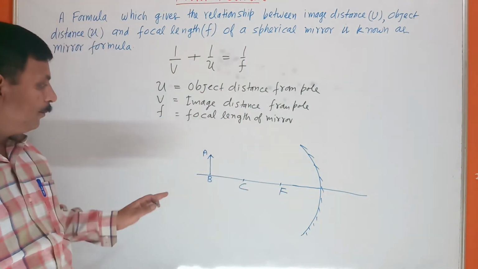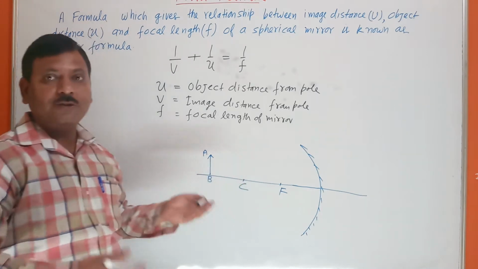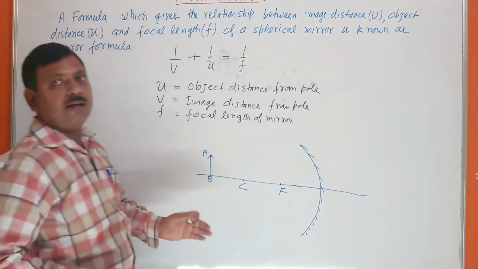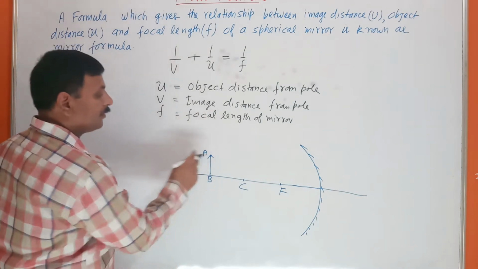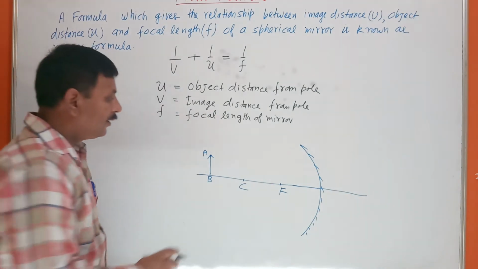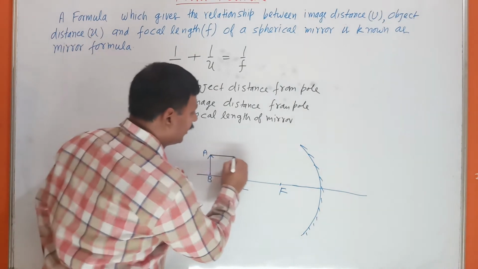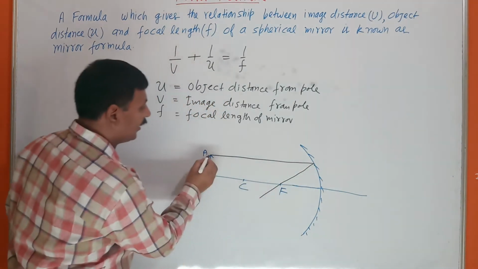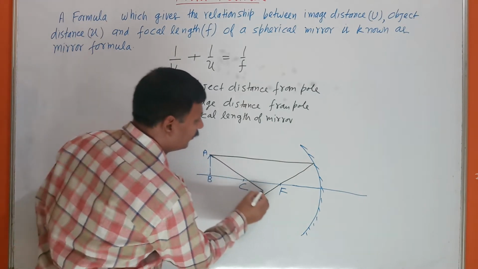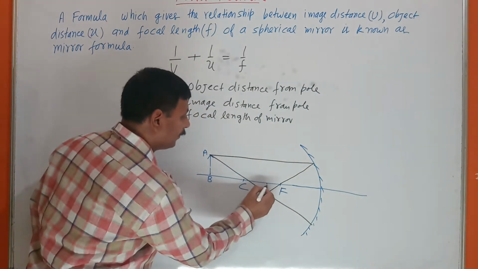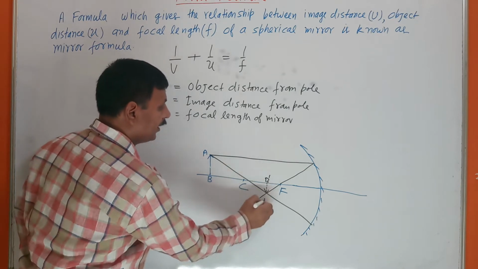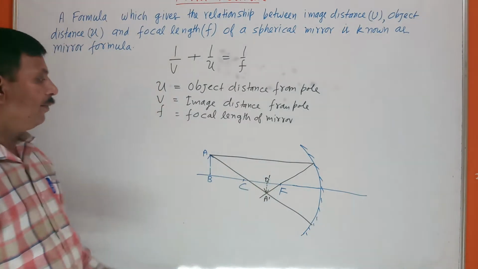Here I will show what is U, what is V and what is F. Suppose I have taken a concave mirror. This is the object I have placed. Where will the image form? By the rule, if we see, the image will form here. This is the image, A dash B dash is the image.